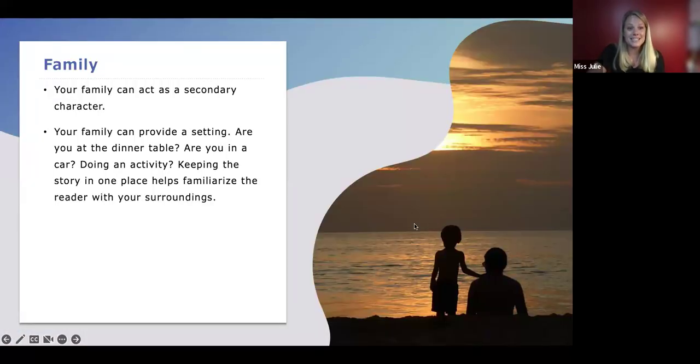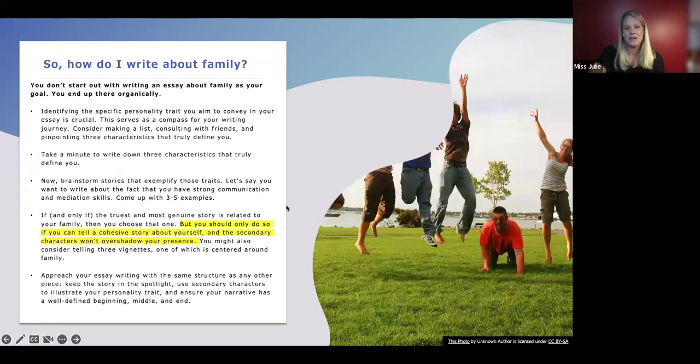Your family can act as a secondary character. That's very much what Elena just said, right? Your family can provide a setting. Are you at the dinner table? Are you in the car? Are you doing an activity? Are you keeping the story in one place? Helps familiarize the reader with your setting, right? So again, it's not that your family members can't be in a story. The main focus has to be on you.